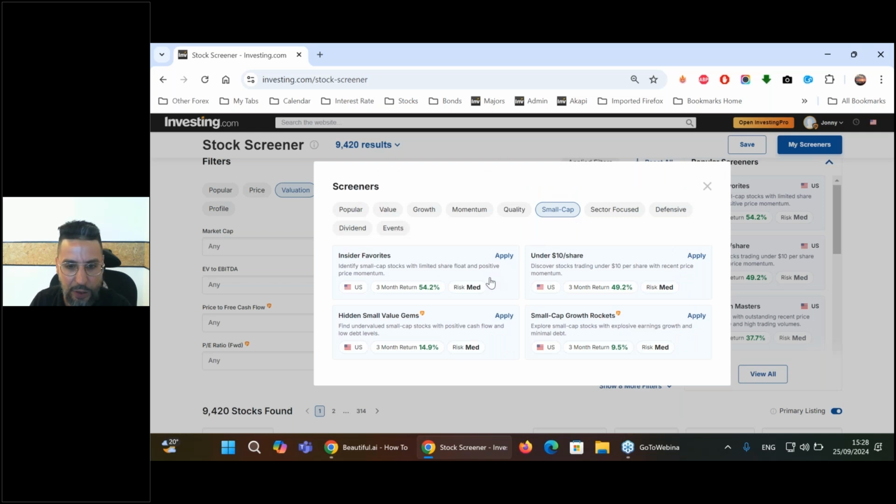So as you can see here, the insider favorites and the under $10 per share are both under the small cap preset screeners. Hidden small value gems up 15% over the past 3 months as well. Small cap growth rockets, which track small cap stocks with explosive earnings growth and minimal debt. This could be good for the upcoming earnings season, which begins in a couple weeks. I believe it's October 11 when JP Morgan reports. So small cap growth rockets for the earnings season could be interesting.